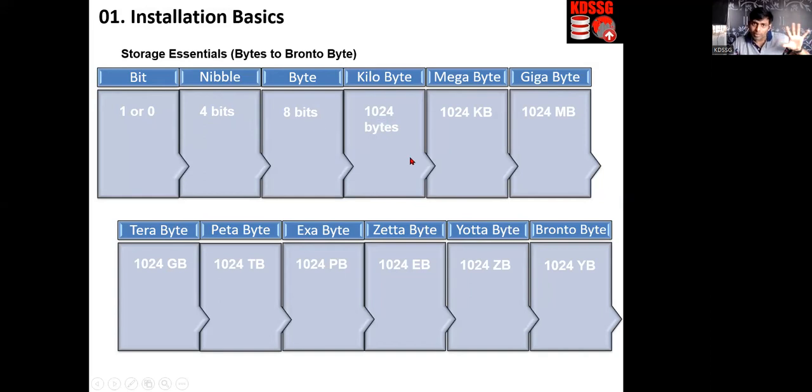1024 bytes will be 1 kilobyte. 1024 kilobytes will be a megabyte. 1024 megabytes will be a gigabyte. 1024 gigabytes will be a terabyte. 1024 terabytes will be a petabyte. 1024 petabytes will be an exabyte, sir. And 1024 exabytes will be a zettabyte.